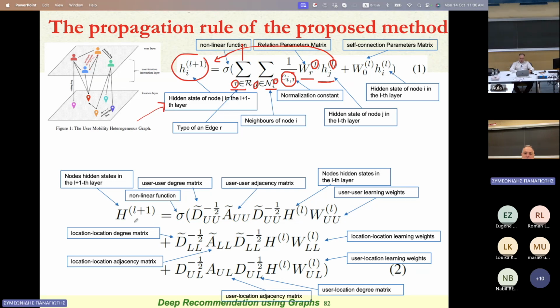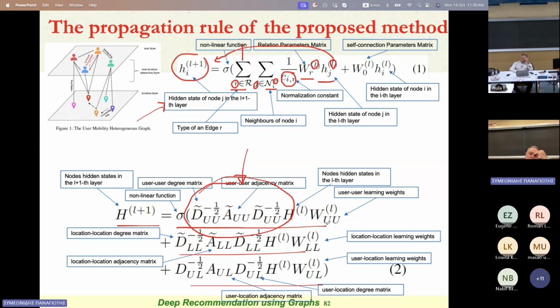And we can express it also with the help of linear algebra matrices. As you can see here, this big equation consists of 3 terms. And this product, the inverse of the degree times the adjacency matrix times the inverse of the degree, is the transition probability matrix that we discussed earlier. It's the Laplacian matrix, sorry.